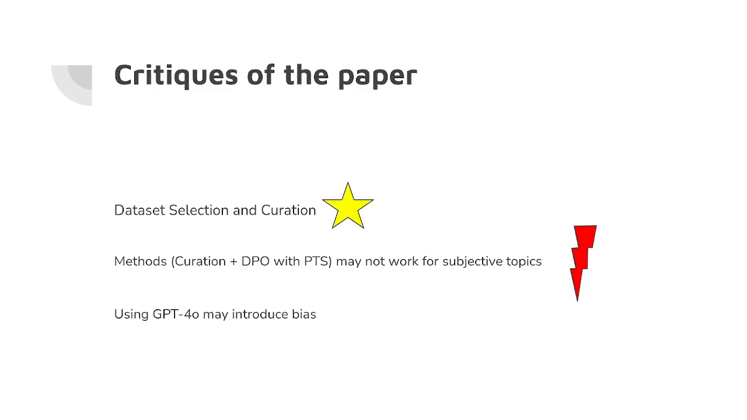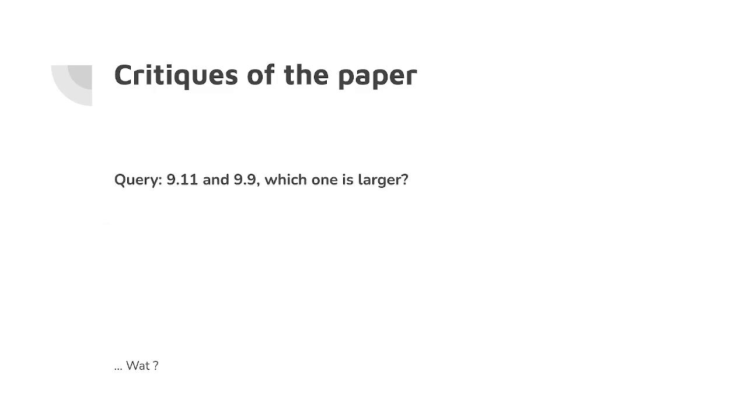Some other things I have for this. I feel like the methods used in these papers may not be as good for subjective topics. So the method of data curation or pivotal token search, those may work only for verifiable domains, and I'm not sure how scalable this is. Anyway, that's probably not what they're aiming for, but it's okay. And using GPT-4 as a judge may introduce bias. I'm not sure how much.